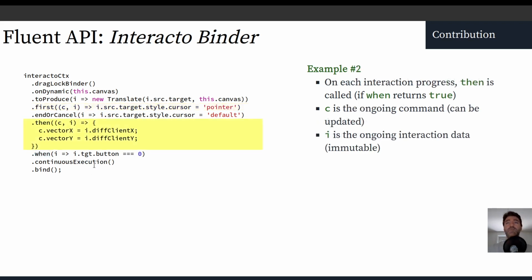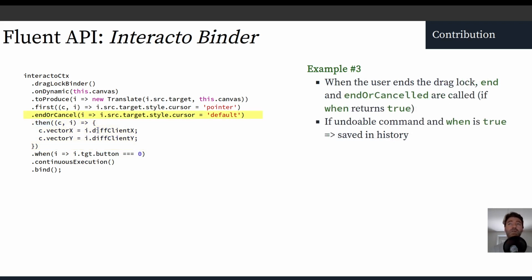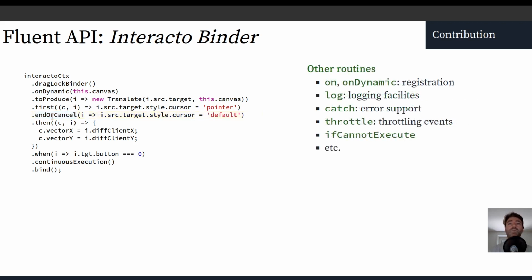During the execution of the drag and drop, so when the drag and drop is updated, the then routine is called to, for example, update the command. And when the drag lock stops or is cancelled, the routine end or cancel is called. We have also routines end, routines cancelled. And we have multiple other routines, such as on and on dynamic to register to widgets, the log to log user interface information, catch to manage error, throttle to do some optimization, etc.